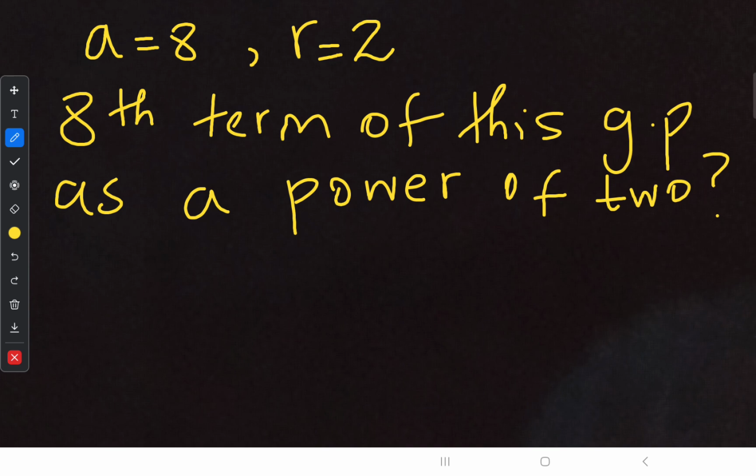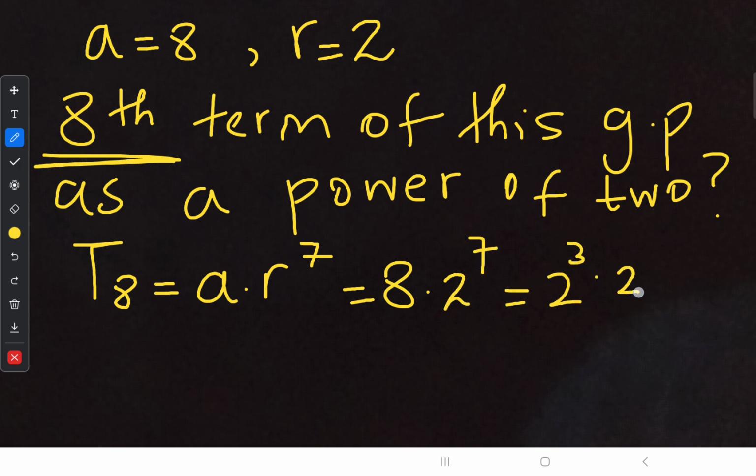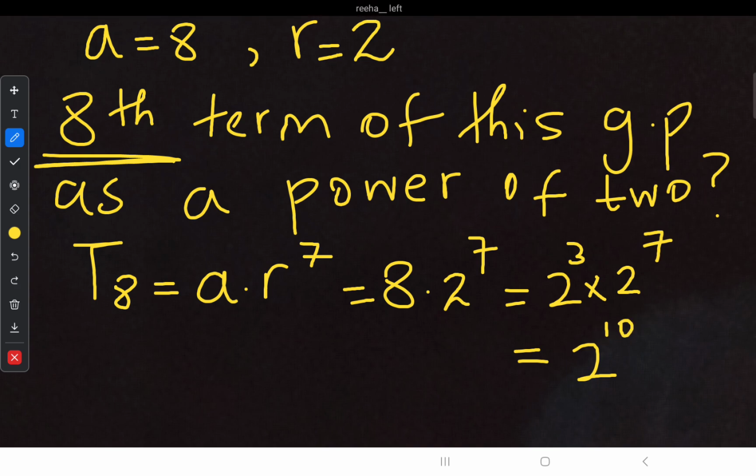Okay, a equals 8, r equals 2. In this case, you have to write your 8th term. That means the 8th term, T8 equals a into r to the power of 1 less than this number. So power of 7. So a is 8 into 2 to the power of 7. 8 can be written as 2 to the power of 3 into 2 to the power of 7. While multiplying, if the bases are the same, you can add the powers directly. So 7 plus 3 is 10. 2 to the power of 10 is the answer for this particular question.